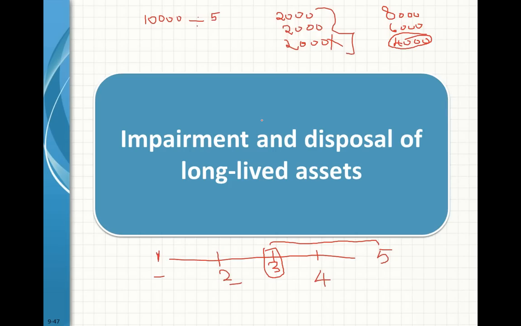100% loss, for example. So for this, what we need to write is the impairment loss. Don't write depreciation. Depreciation is not allowed. Why? Because this will go and hit the income statement. Impairment loss debit, accumulated depreciation credit. Debit and credit.